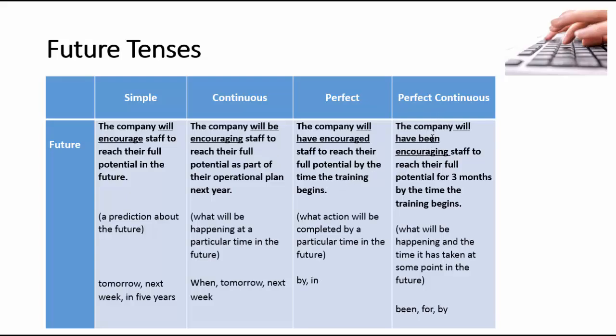Future perfect continuous. Again, we're using the continuous to express the feeling that it's happening for a longer period of time. The company will have been encouraging staff to reach their full potential for 3 months by the time the training begins. By using that will have been encouraging, it gives me the feeling that it's happening in the future, but it will have been happening for a number of months, for quite a time. So keywords there being for and by. Future perfect continuous occasionally happens, but it's not the most common tense.